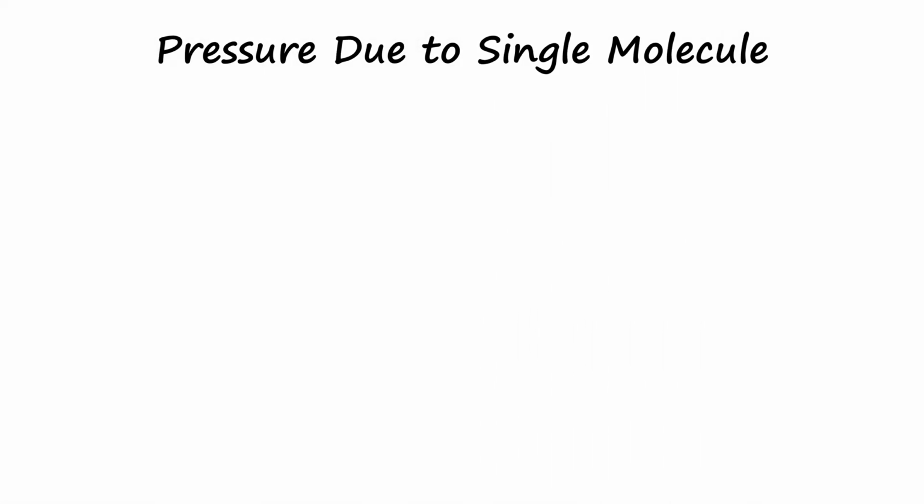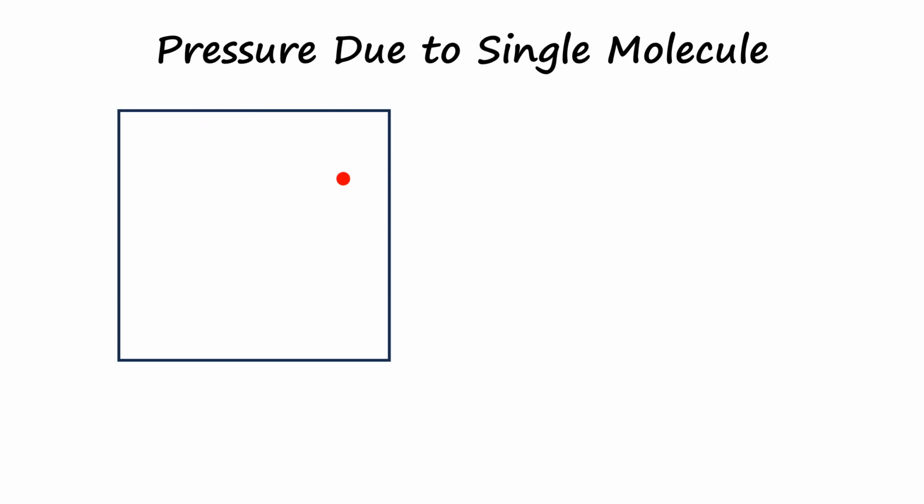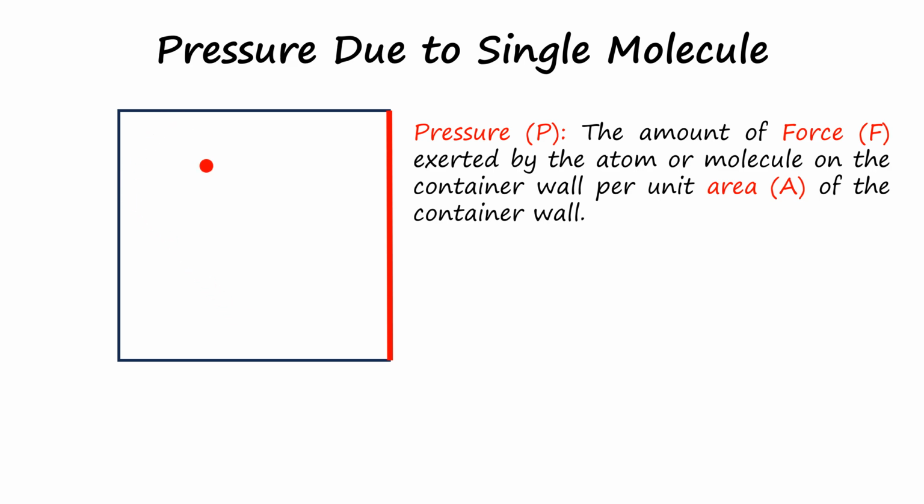To understand, let's take an imaginary container with just one gas molecule. The red dot represents the molecule. Of course, molecules have their own internal structure and are extremely tiny, but we'll keep it simple for now. This gas molecule moves randomly inside the container, bumping into the walls. Every time it hits the wall, it exerts force. This force per unit area on the container's wall is what we call pressure. Here's the mathematical definition of pressure.